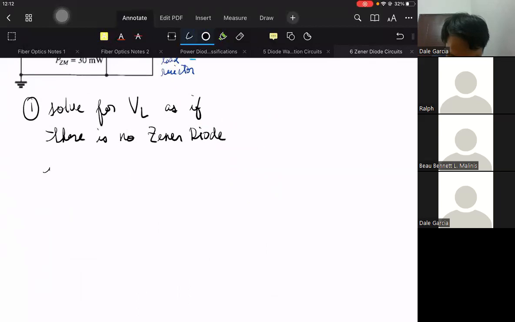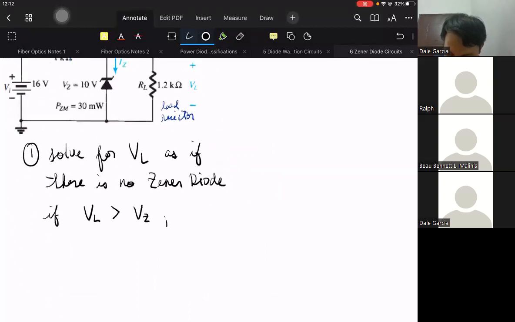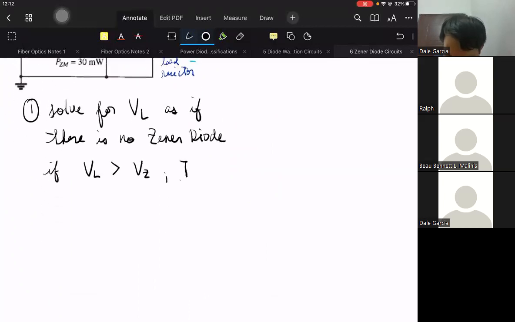So we have two possible outcomes. If VL is greater than VZ, therefore IZ is 0. Or the Zener diode is not forward bias nor reverse bias. So the Zener diode is as if it doesn't exist.